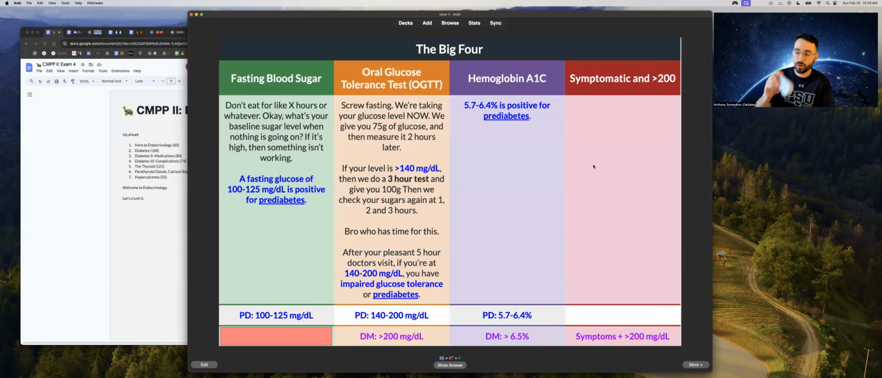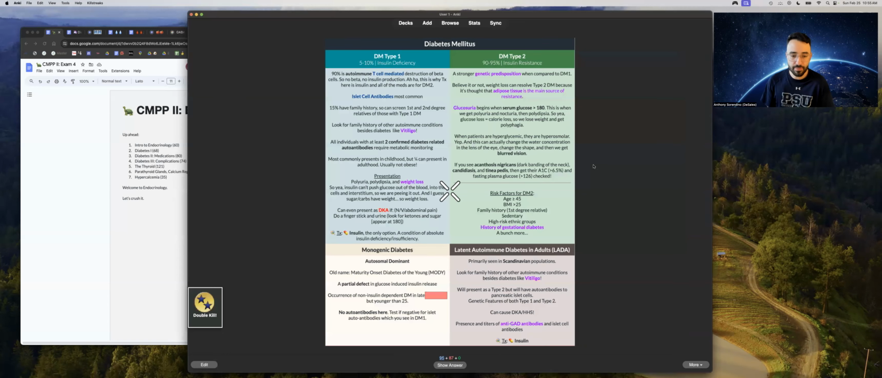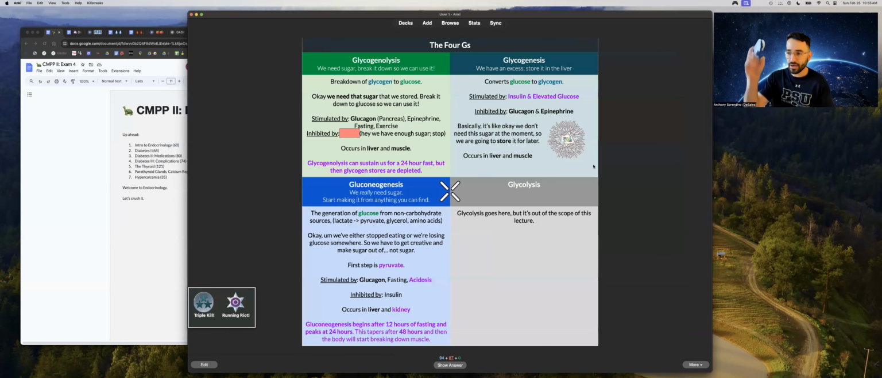All right, what confirms diabetes in fasting blood sugar? If 100 to 120, it's over 126. That's big. Diabetes mellitus, occurrence of non-insulin dependent DM in late childhood? Yeah. So what bucket is that even in? That's MODY, whatever that's called. Inhibited by blank, glycogenolysis. Insulin.